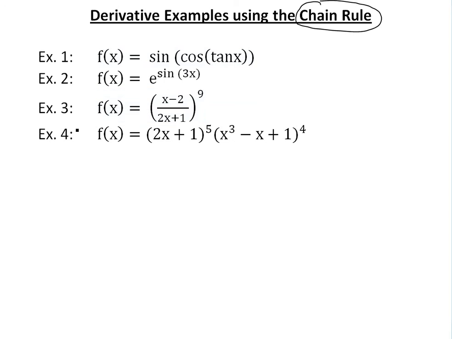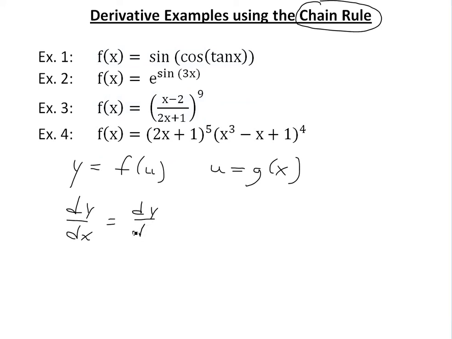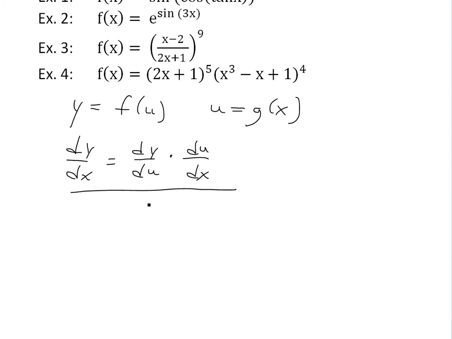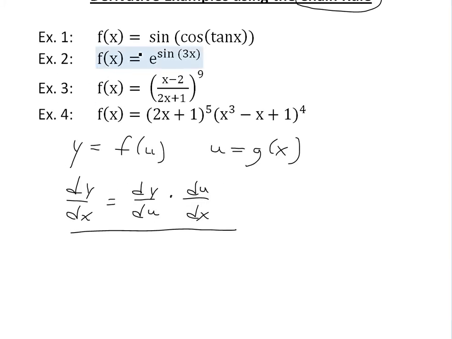Basically, a recap on the chain rule: if you have y equals f of u, where u is a function of x, g of x, then the derivative of y in terms of x, dy over dx, is equal to the derivative of y in terms of u times the inner derivative du over dx. So this is the chain rule. Now, to clarify it and use it more often, let's use it in these examples.